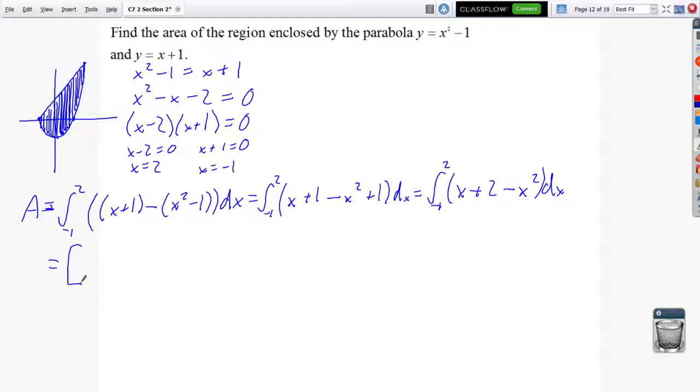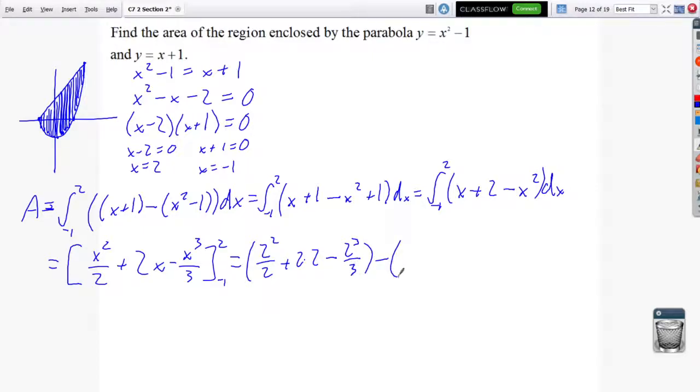So I'm going to find the antiderivative. The antiderivative of x is x squared over 2. We know that rule from last chapter. The antiderivative of 2 is 2x, minus x cubed over 3, from negative 1 to 2. So I know that I'm going to have 2 squared over 2 plus 2 times 2 minus 2 cubed over 3, minus negative 1 squared over 2 plus 2 times negative 1 minus negative 1 cubed over 3.